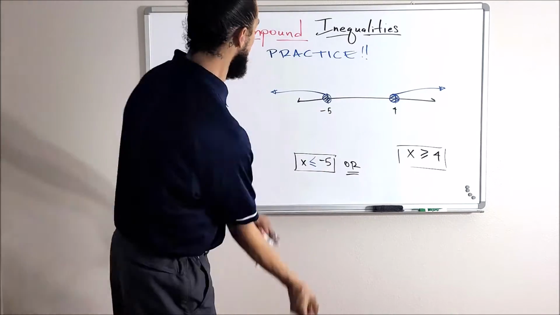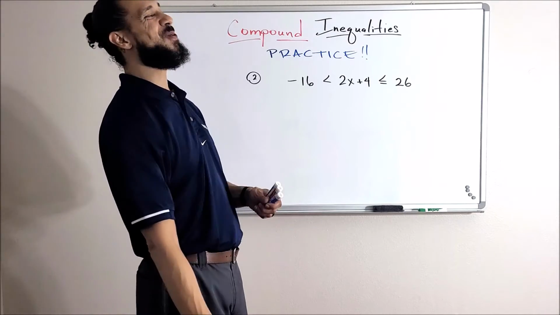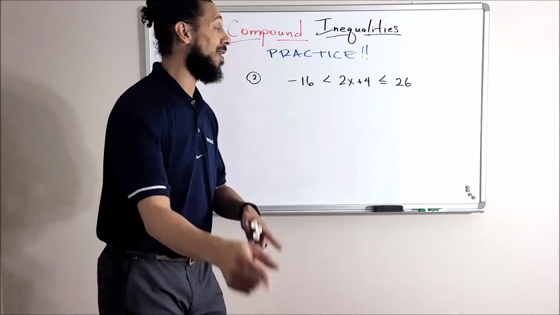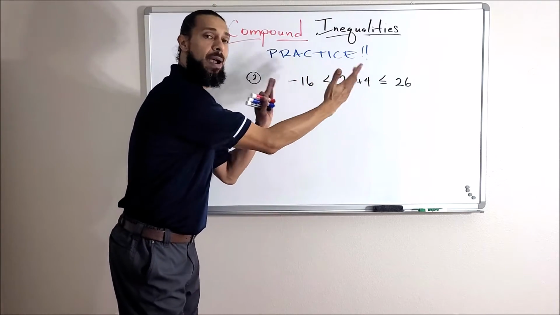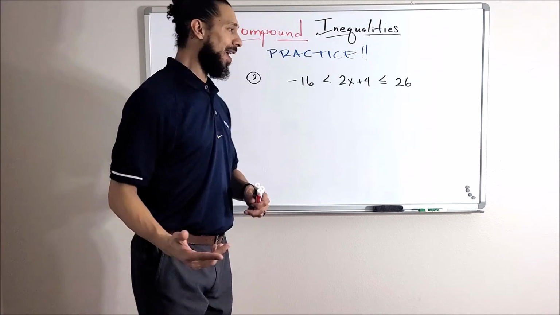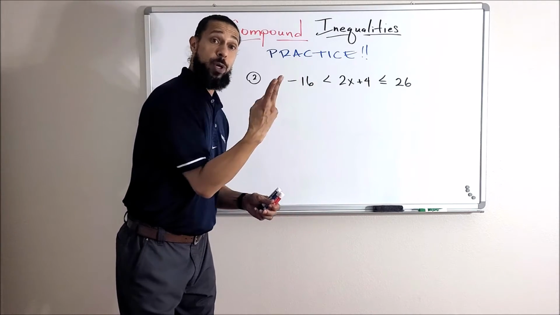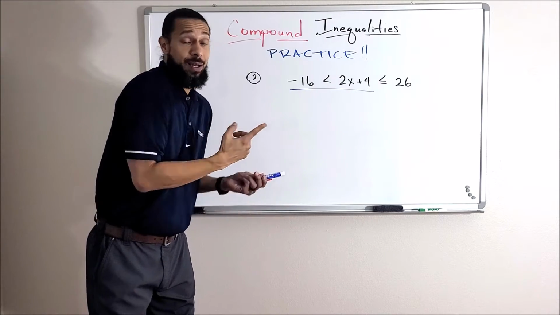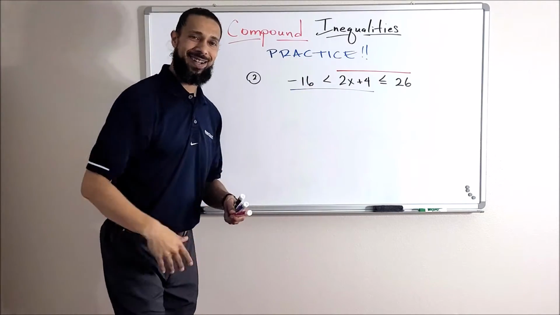Let's do another one. I bet this looks crazy if you didn't watch the first video. But remember, this is how a compound inequality is written if the word and is being used. So this is technically two inequalities. Let me show you which the two are. Here's the first inequality, and then the second one is this.